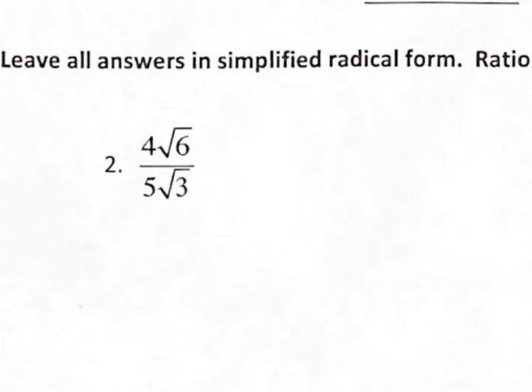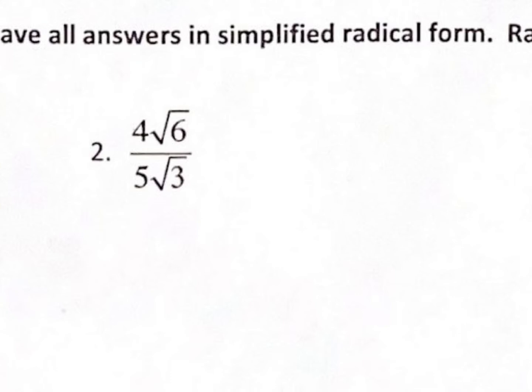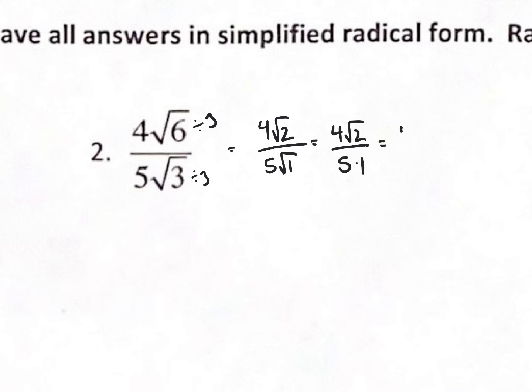Okay, looking at number 2. Look and see, can I simplify anything underneath the square root first? Only underneath the square root. Yes, I can. I can simplify 6 over 3. I can divide both of those by not 2, but 3. And when I do that, I end up with 4 square root of 2 over 5 square root of 1. Well, 5 square root of 1 is just 5, right? So I end up with 4 square root of 2 over 5 times 1, which is just 5. So 4 square root of 2 over 5 is your final answer for that one.